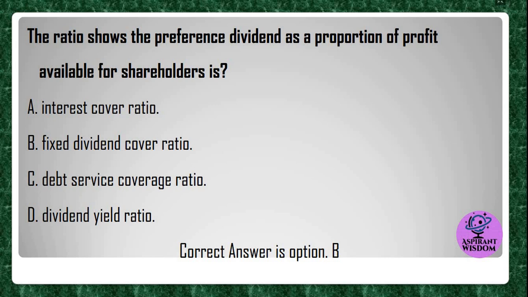The ratio which shows the preference dividend as a proportion of profit available for shareholders is: A. Interest cover ratio, B. Fixed dividend cover ratio, C. Debt service coverage ratio, D. Dividend yield ratio. Correct answer is option B.